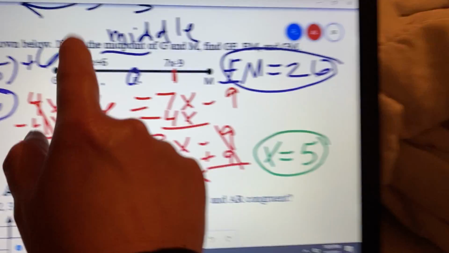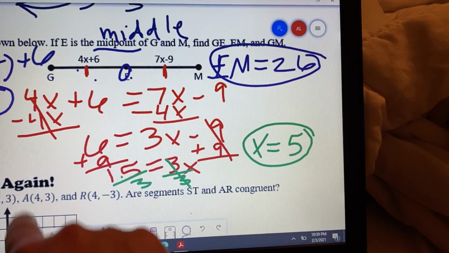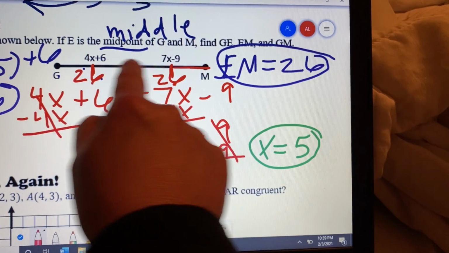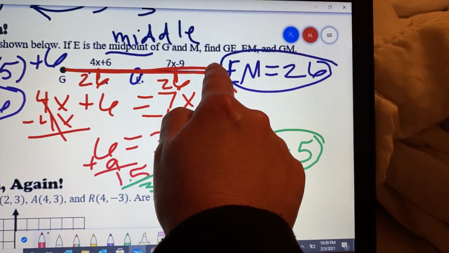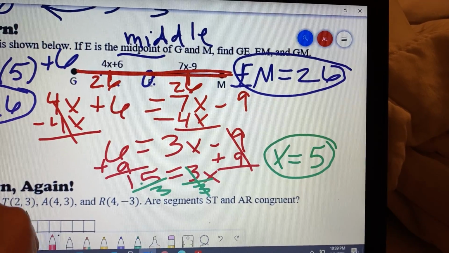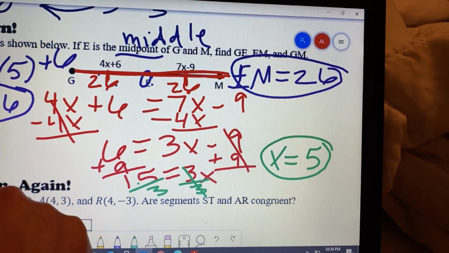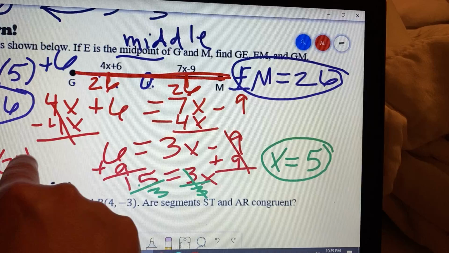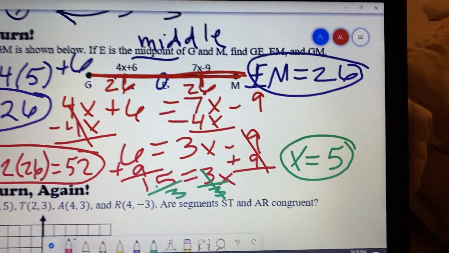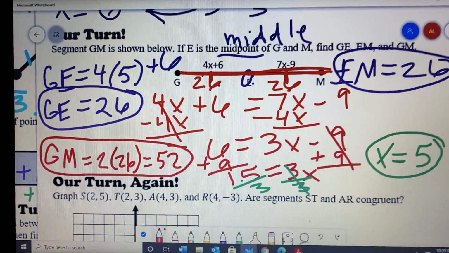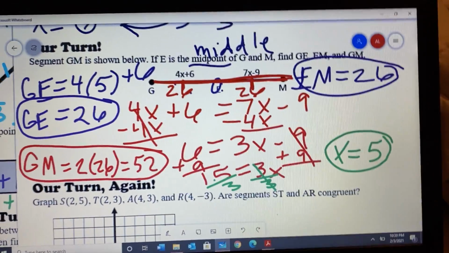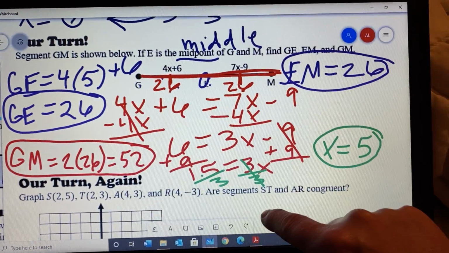So if this little piece is 26 and this little piece is 26, then the length of the whole segment would be 26 plus 26. So GM would be 2 26s, which is 52. Sorry. If you need to pause and write stuff, you can do that.